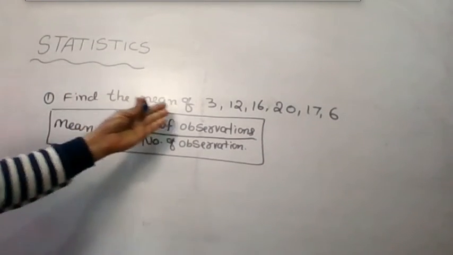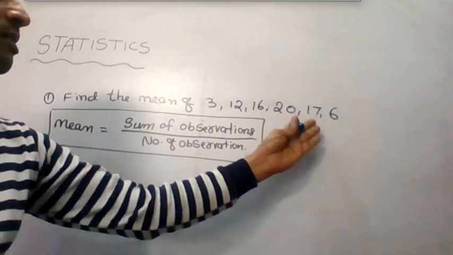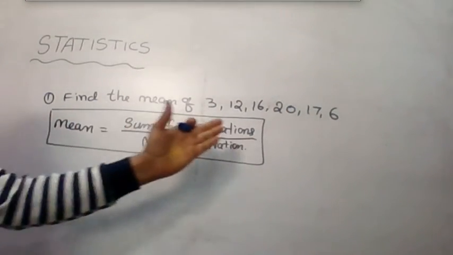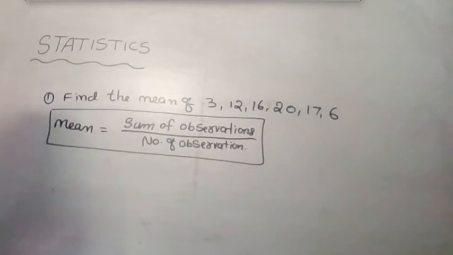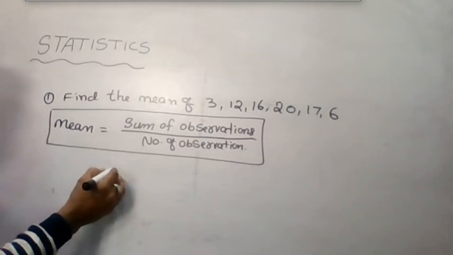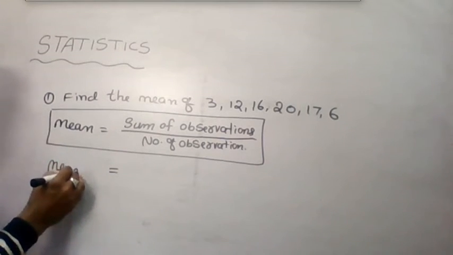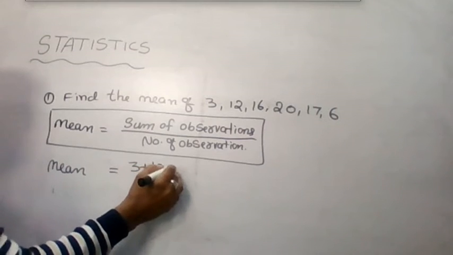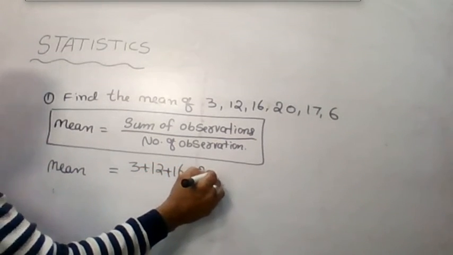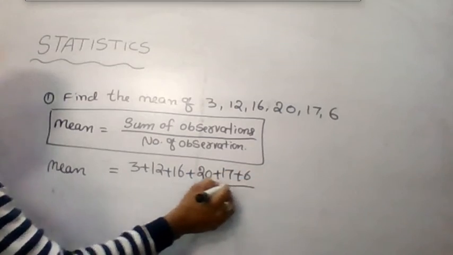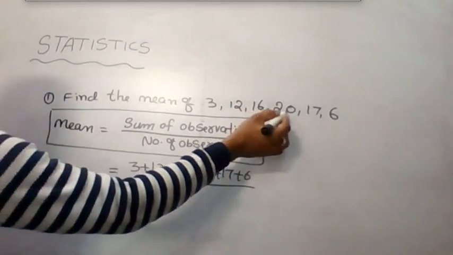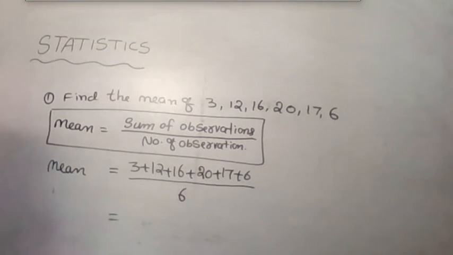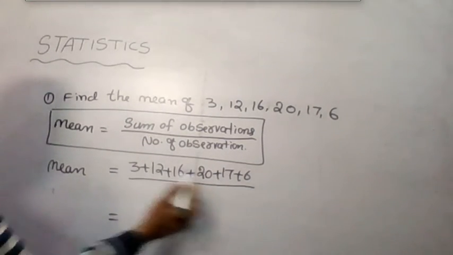Right, children, one more question. Find the mean of 3, 12, 16, 20, 17 and 6. For the same formula, mean is equal to sum of observations by number of observations. So the sum of observations is 3 plus 12 plus 16 plus 20 plus 17 plus 6, divided by, count them, 1, 2, 3, 4, 5 and 6.